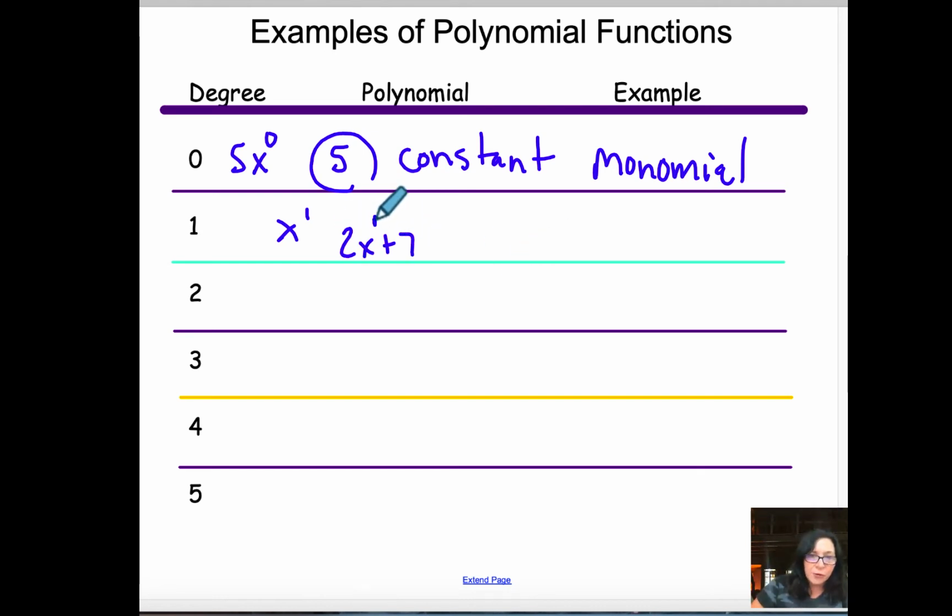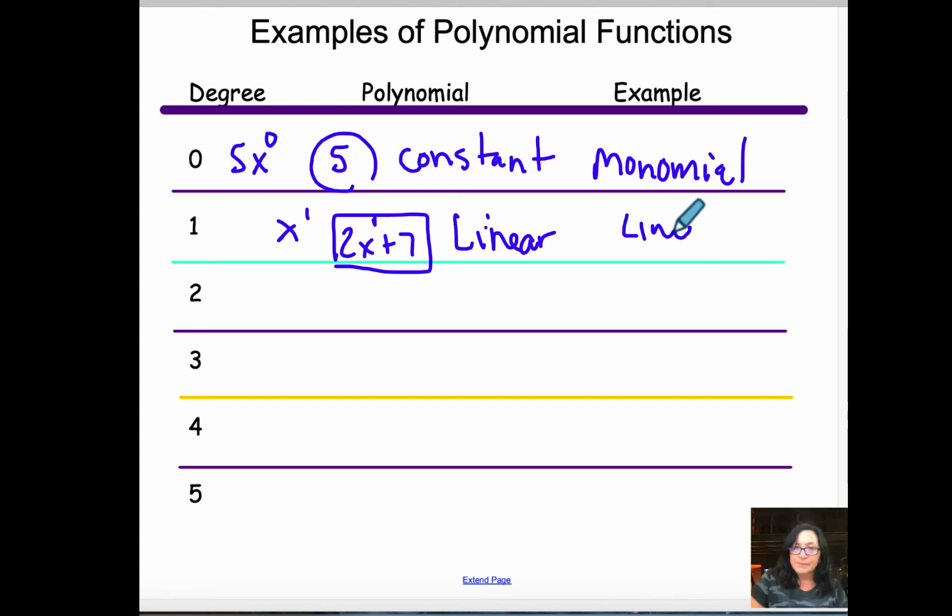Because it's a first degree of 1, we call that a linear polynomial. Having trouble writing today, sorry about that. Now in this case, see how I have two terms? So if I were to write that out, this one would be a linear binomial. Okay.